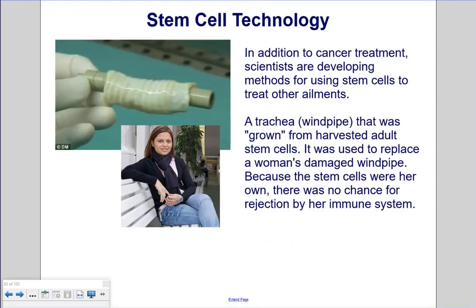Stem cell technology. In addition to cancer treatment, scientists are developing methods for using stem cells to treat other ailments. Remember, since stem cells can produce many different kinds of tissues and organs, they can be used in replacement treatments for organs that are damaged and need to be replaced. A trachea or windpipe pictured here on the left was grown from harvested adult stem cells, and it was used to replace a woman's damaged windpipe. Because the stem cells were her own, there was no chance for rejection by her immune system.